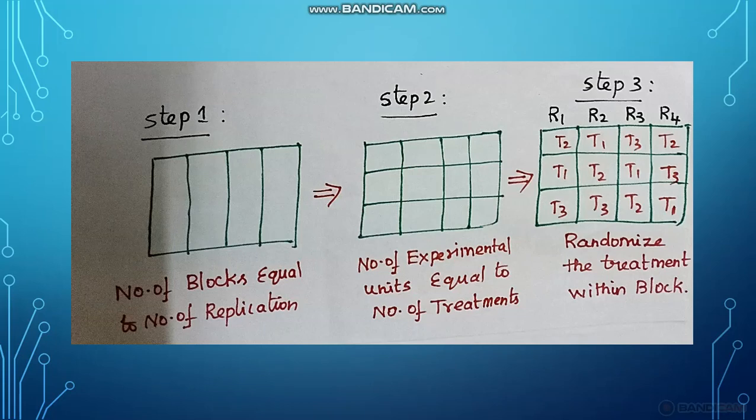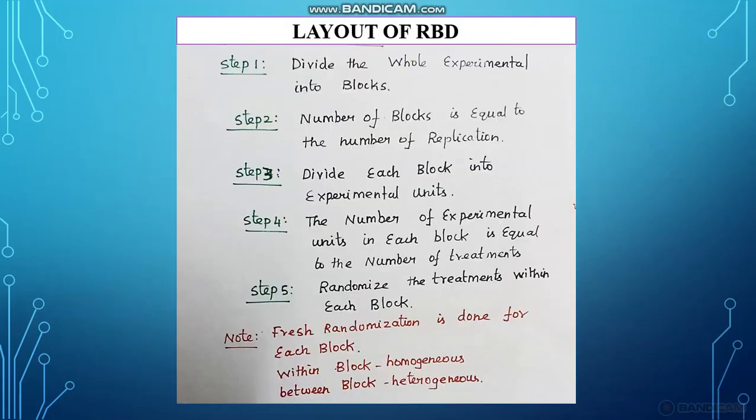We can see in the first replication we are doing randomization, that is T1, T2 and T3. Similarly in the second replication we are doing randomization, T1, T2, T3, like this. Like this you want to do the randomization within each block. That is, the randomization is done for each block. That is, within block is homogeneous and between block is heterogeneous.